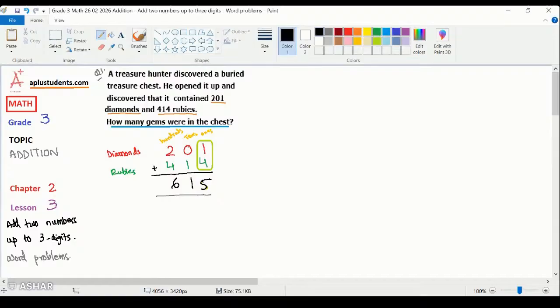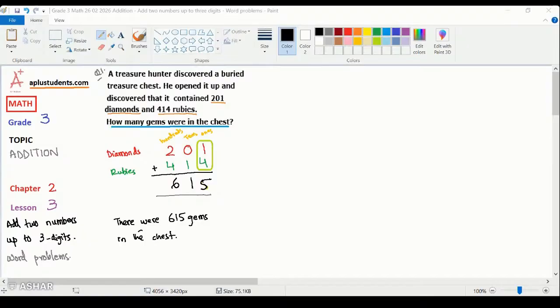That means the total number of gems were, we have to write it as a statement. How many gems were in the chest? There were 615 gems in the treasure chest. Agreed? Perfect. Thank you, Sami. Thank you, Fortuna.